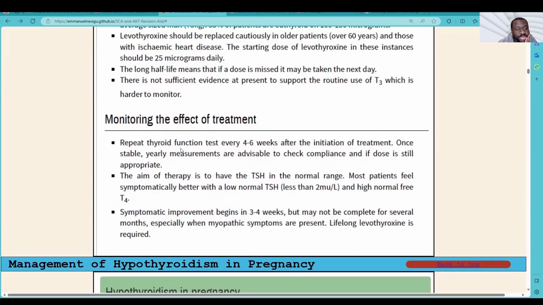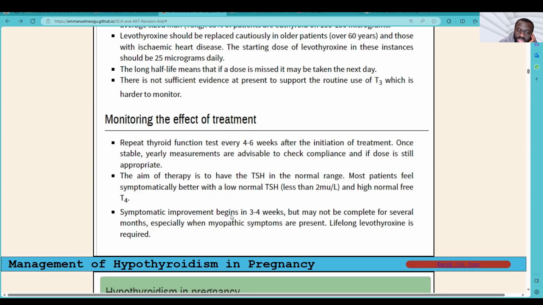Monitoring the effect of treatment, repeat thyroid function tests, usually TSH, every 4 to 6 weeks after the initiation of treatment. Once stable, yearly measurements are advisable to check compliance and if dose is still appropriate. The aim of therapy is to have the TSH in normal range. Most patients feel symptomatically better with a low normal TSH, which means a slightly suppressed TSH, and high normal free T4.